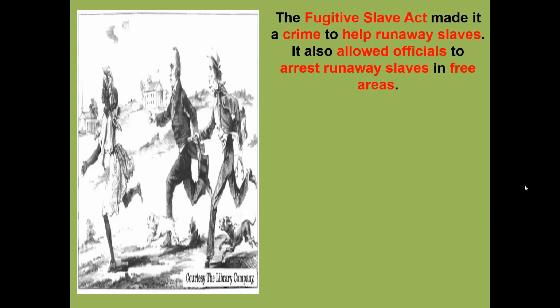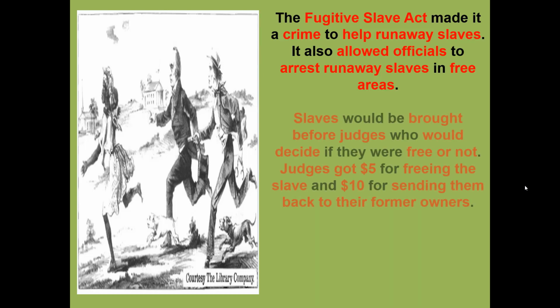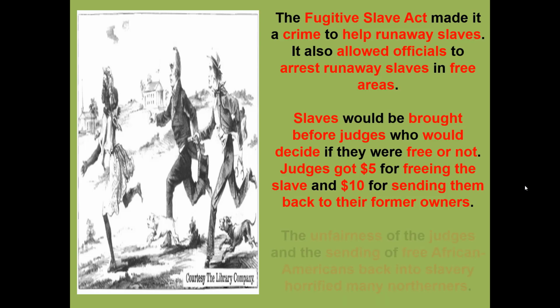So the Fugitive Slave Act is going to make it a crime to help runaway slaves. So any Americans that are involved in the Underground Railroad helping slaves to escape could be arrested. And it also allowed officials to arrest runaway slaves in free areas, which means even if you're a runaway slave and you make it to the North where there is no slavery, you could still be arrested and brought back to the South. And so suspected slaves would be brought before judges who would decide if they were free or not. Judges got $5 for freeing the slave and $10 for sending them back to their former owners.